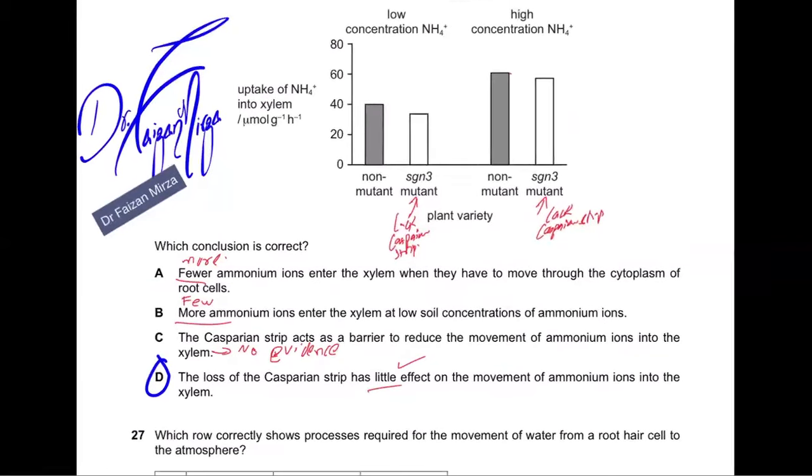Which conclusion can be drawn from this given data? Fewer ammonium ions enter the xylem when they have to move through the cytoplasm of root cells? No, more of them will enter.